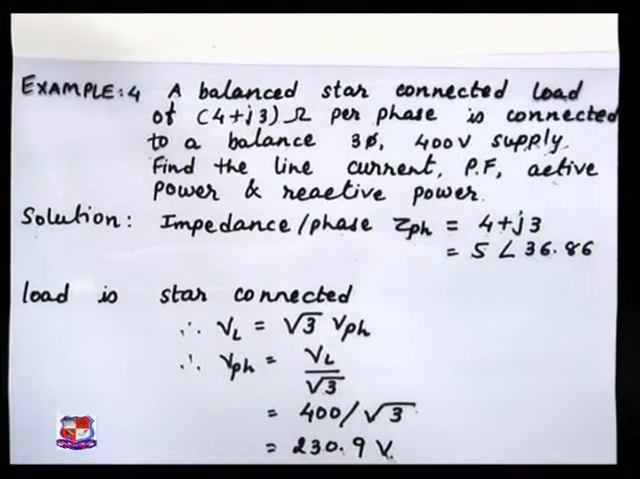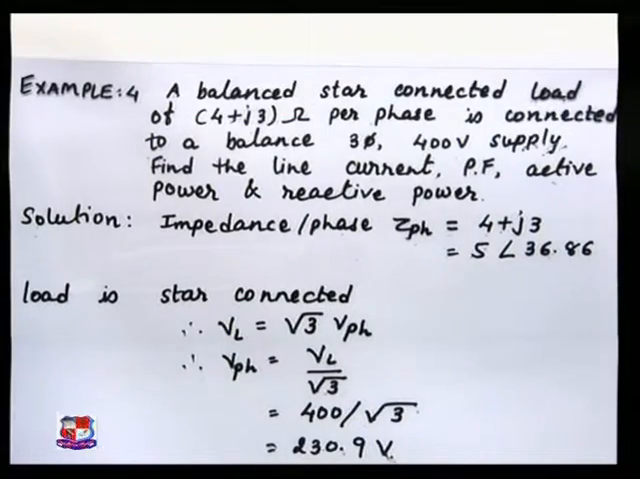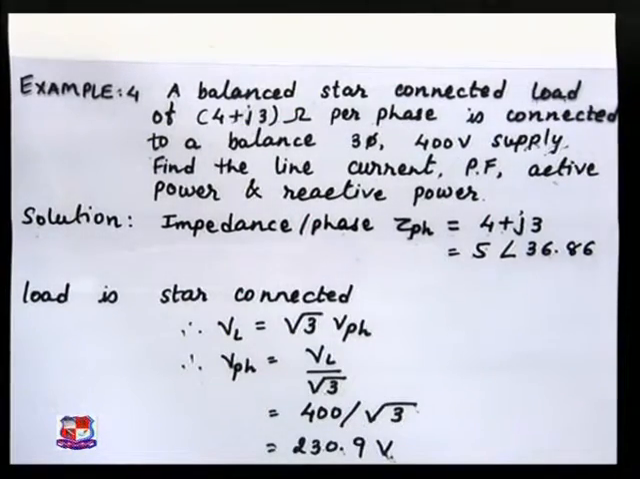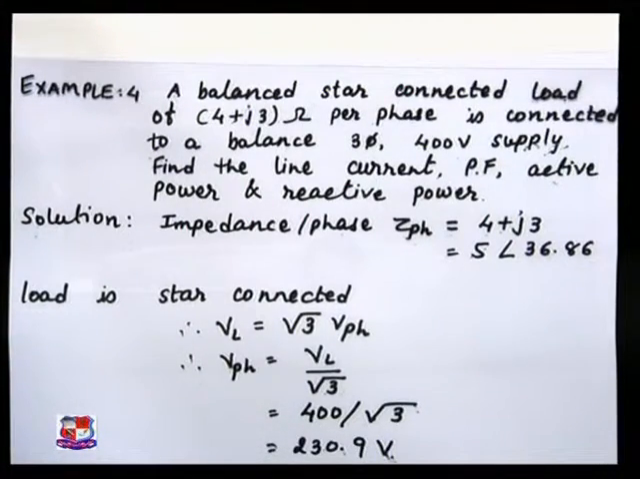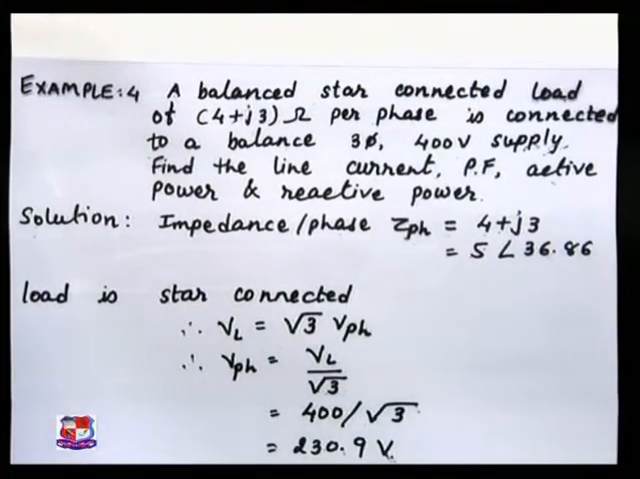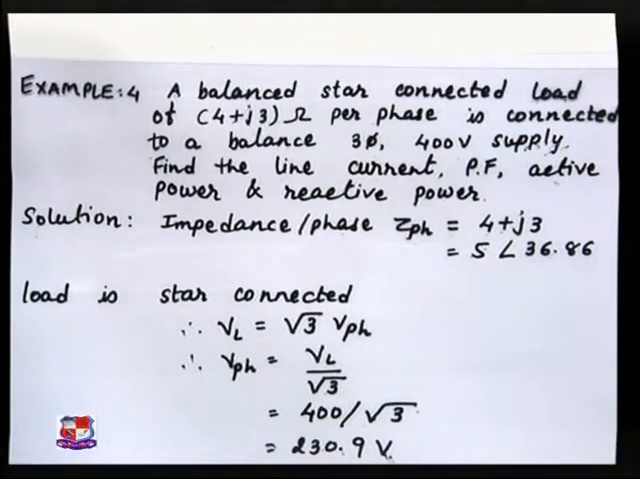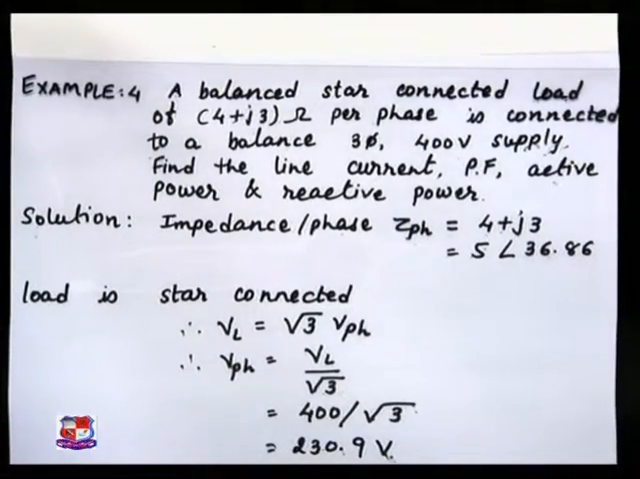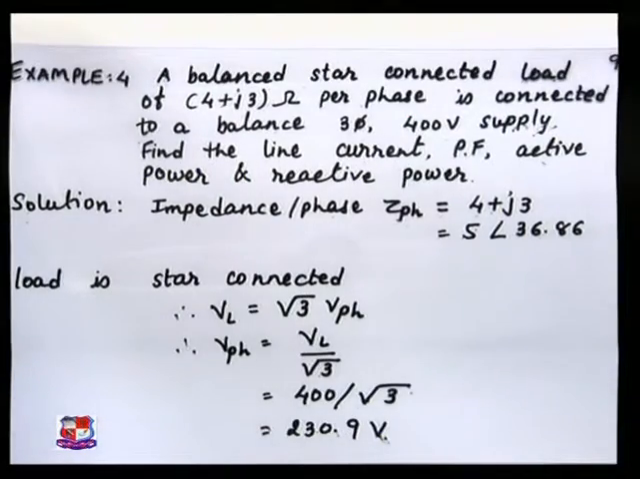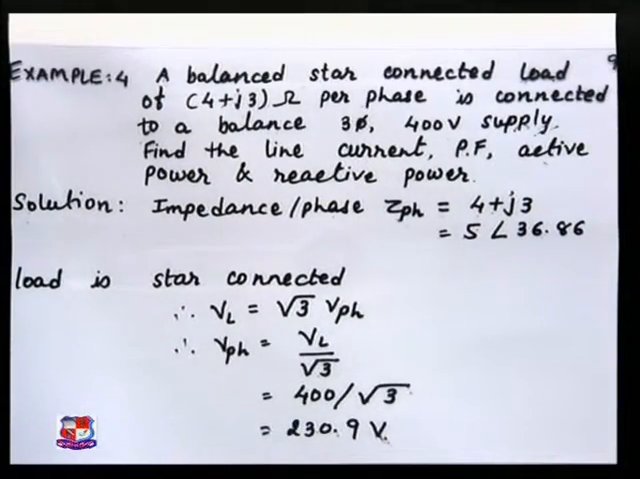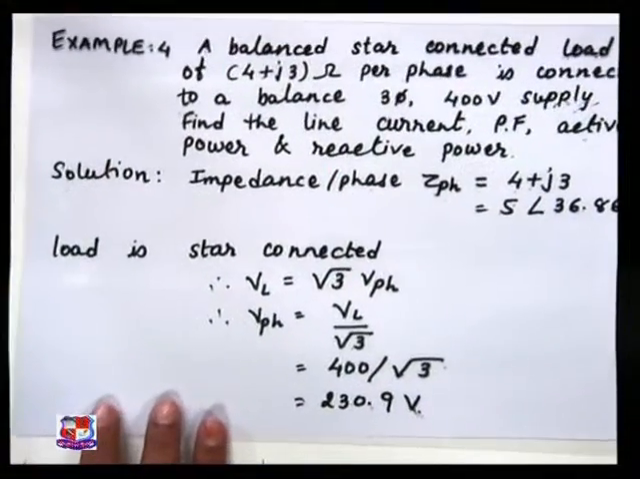First of all you have to find the impedance per phase, denoted by Z_PH, which is equal to 4 plus j3. It is given that the load is star connected, and load is always in terms of impedance, so it is your impedance per phase. Convert it into polar form: find the magnitude and phase angle. So your polar form is 5 angle 36.86.